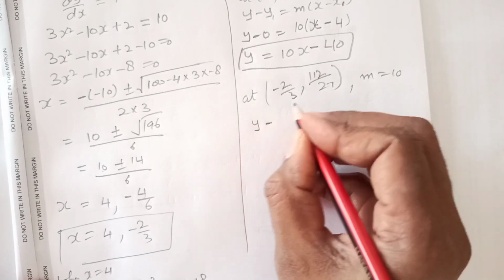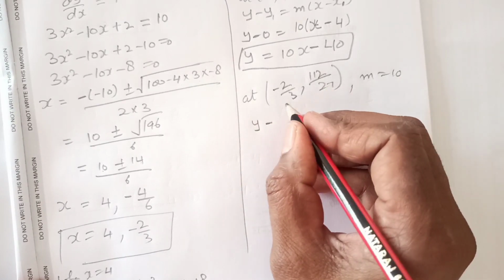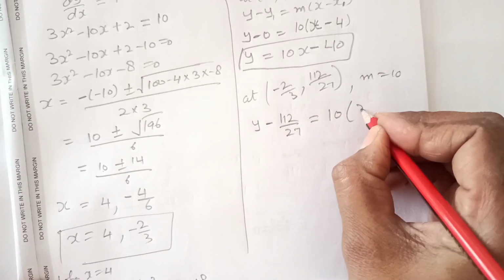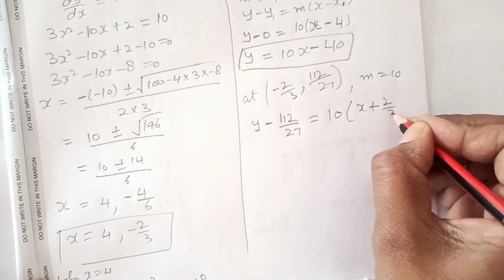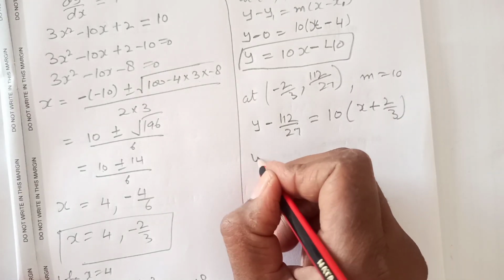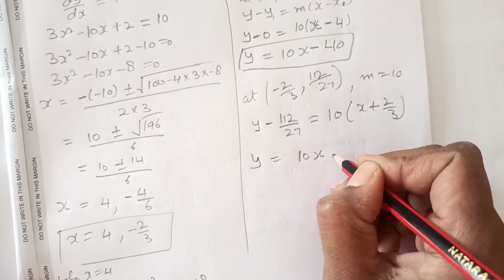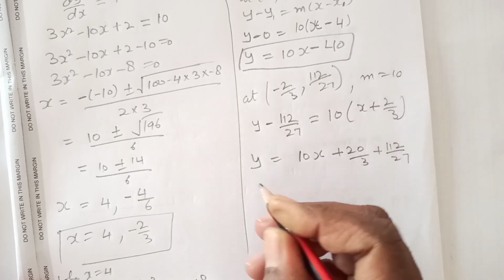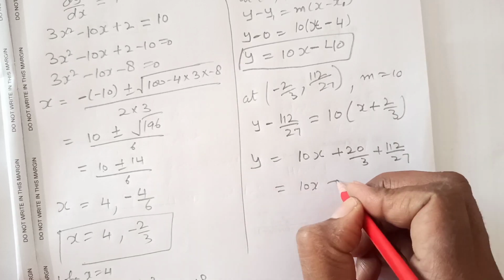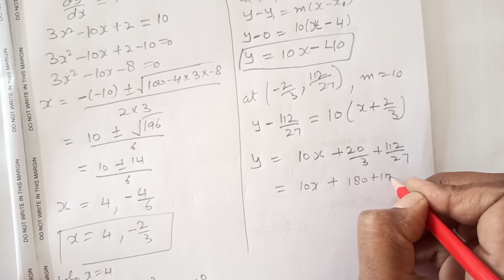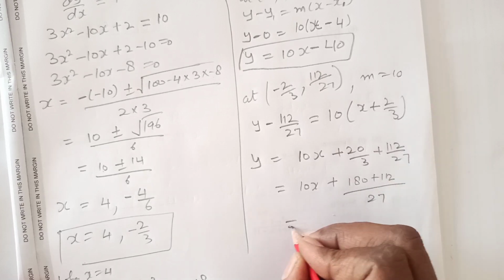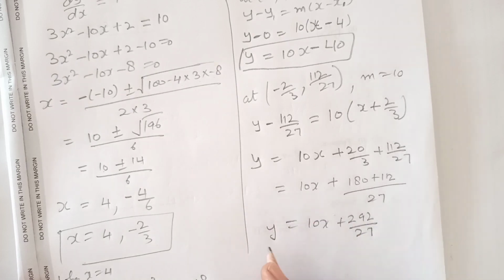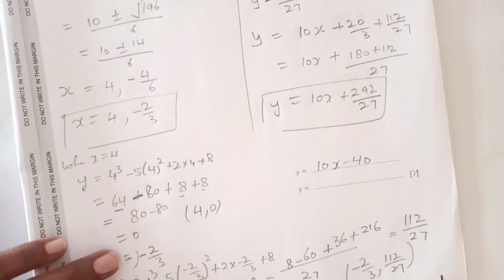So y minus y1 is now 112 over 27 equals m, which is 10, times x minus x1. This will become plus like this, right? So now open the bracket. This is going to be 10x plus 20 over 3 plus 112 over 27. So then 10x plus 180 plus 112 when you take the LCM. So this is 10x plus 292 over 27. This is another equation, right?